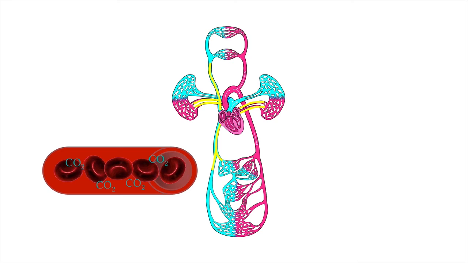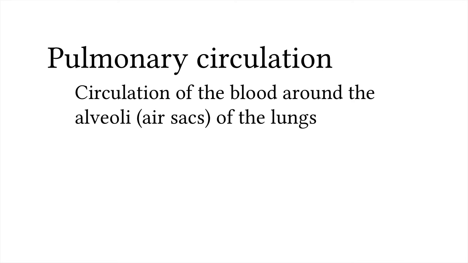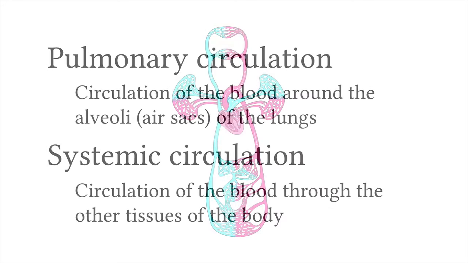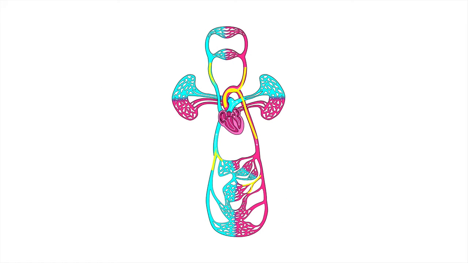There are actually 2 types of divisions of the circulatory system. The first is pulmonary circulation. Pulmonary circulation is circulation of the blood around the alveoli, or air sacs of the lungs. The second division is systemic circulation. Systemic circulation is circulation of the blood through the other tissues of the body. Systemic circulation involves the blood traveling here to all the body tissues except for around the alveoli of the lungs.